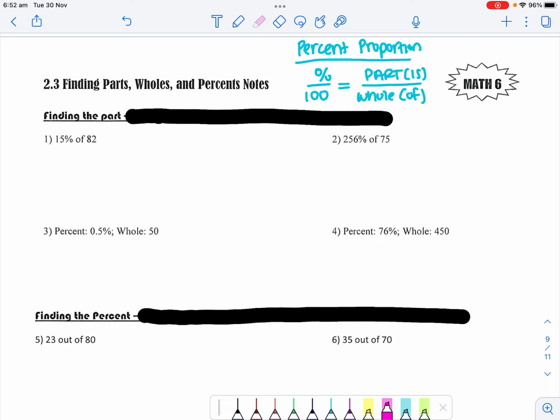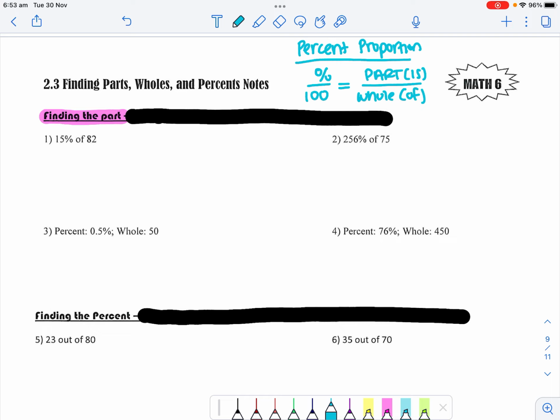So in this first part, we are finding the part. Finding the part means that we're finding the top part of the right fraction in the percent proportion. And we are finding how much of the whole a certain percentage is. So when it says 15% of 82, think of it like a test score. My test was out of 82 points, and I scored a 15%. How many questions does that mean I got right?